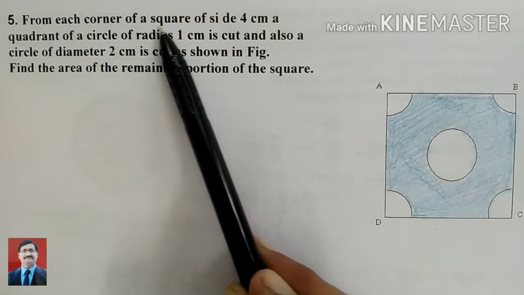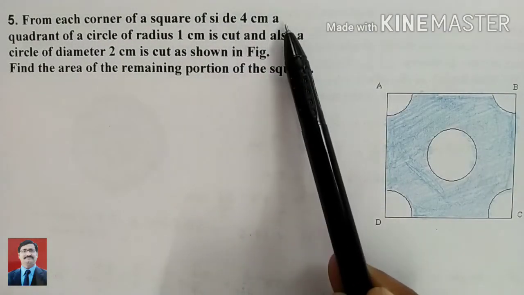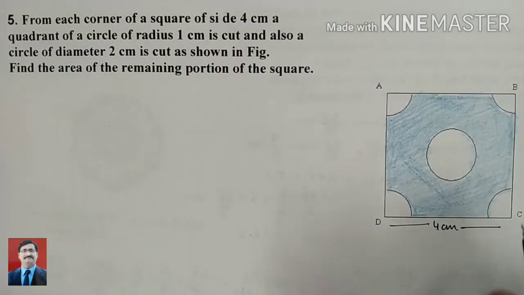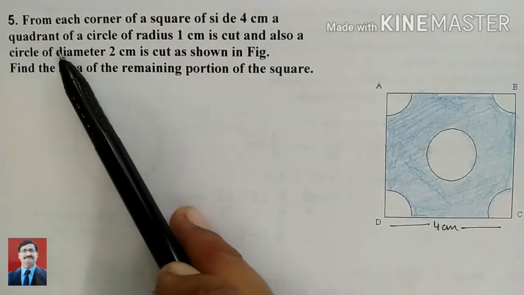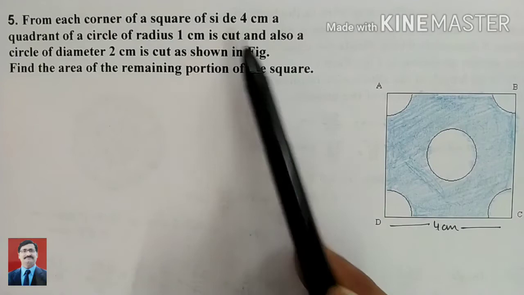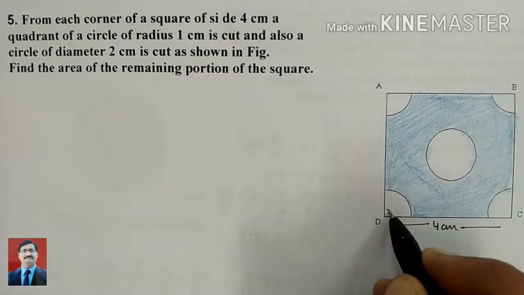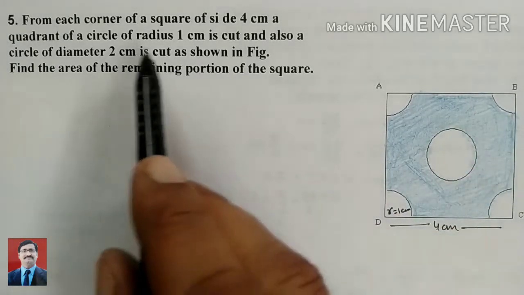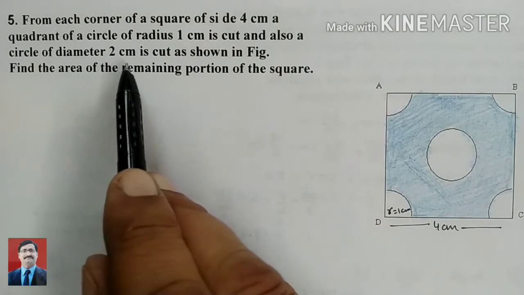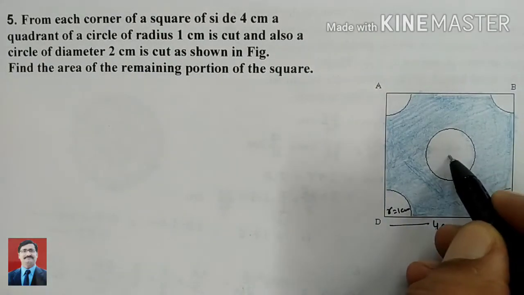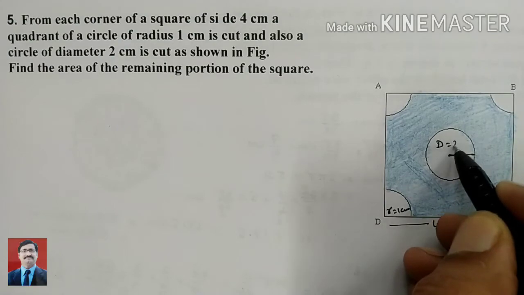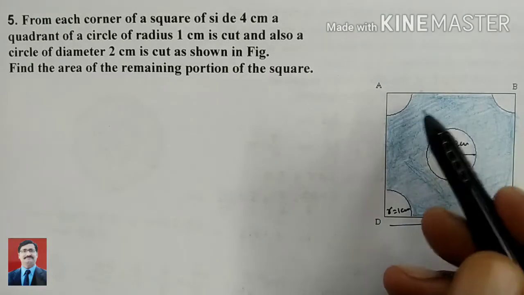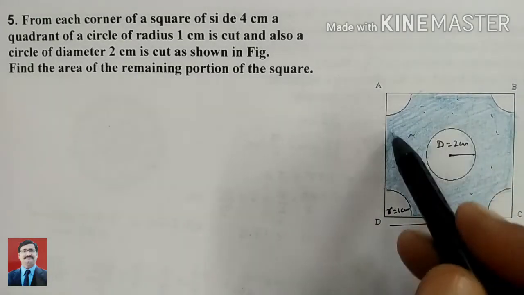From each corner of a square of side 4 centimeter, look here, this is a square and each side is 4 centimeter, a quadrant of a circle of radius 1 centimeter is cut. So we cut a quadrant from each corner. And here a circle of diameter 2 centimeter is also cut. Find the area of the remaining portion. So this is the remaining portion and we have to find this area.